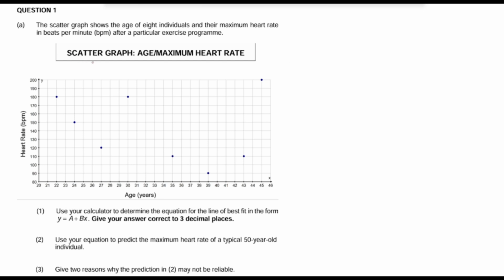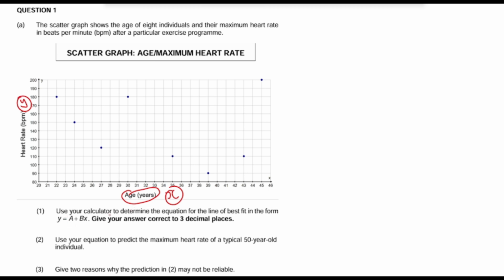Welcome back. Let's do question 1a. The scatter plot graph shows the age of 8 individuals and their maximum heart rate in beats per minute after a particular exercise program. This is the scatter plot, which is showing us the relationship between the age in years, let's say this is our x, and the heart rate in beats per minute, which is our y. So you're looking at the relationship between these two variables.